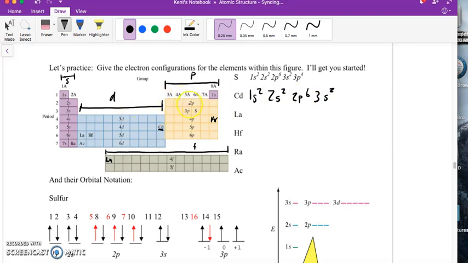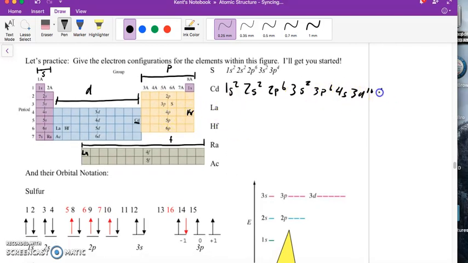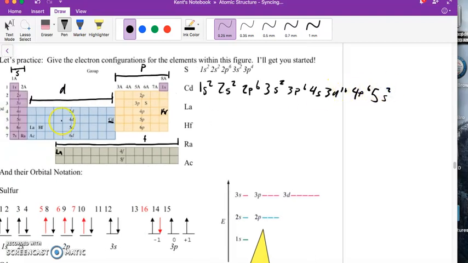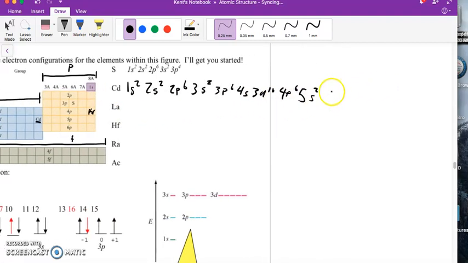You guys might be fast forwarding this now. It's got all 6 of the 3p electrons, 3p6. Okay, it's got the 4s electrons. Okay, it's got the 3d electrons. It's got all 6 of the 4p electrons. It's got both of the 5s electrons, and it's got 10 of the 4d electrons. Okay, that was a lot to write.